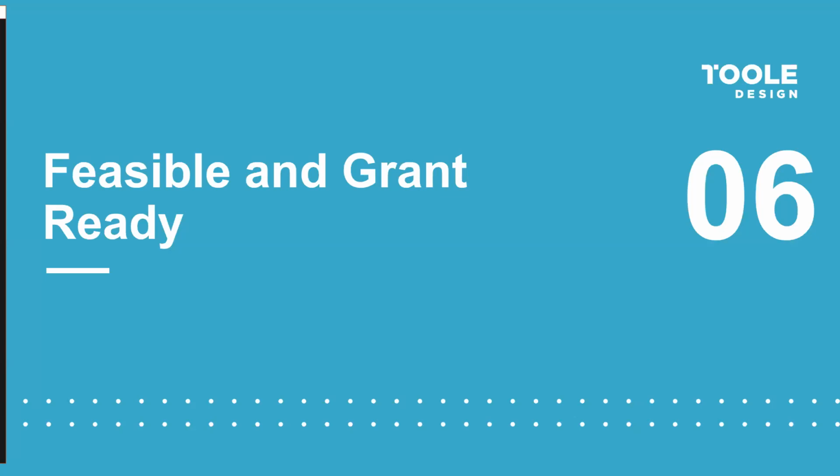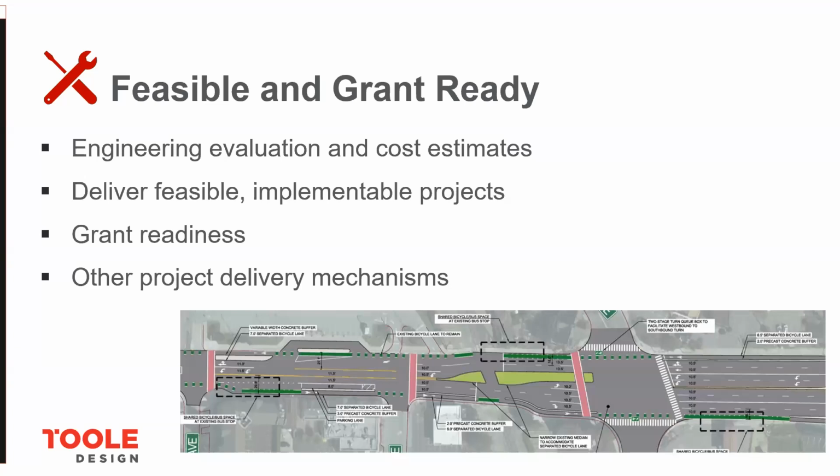The last step is to ensure the plan is feasible and grant ready. The plan should have a roadmap that identifies a list of projects, the priority of each, cost, and the funding source. The consultant team will provide the lead agency a detailed engineering evaluation with cost estimates that will be needed for grant applications. Now, there are many funding sources, not just the ATP, and each has different criteria. So it will be up to the lead agency on how they apply and how they bundle projects.